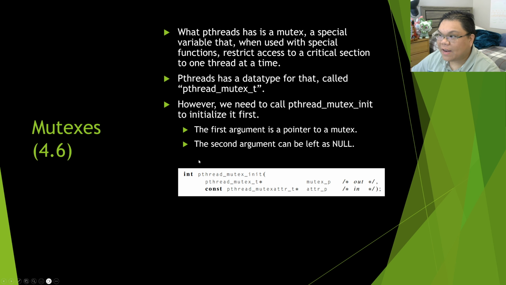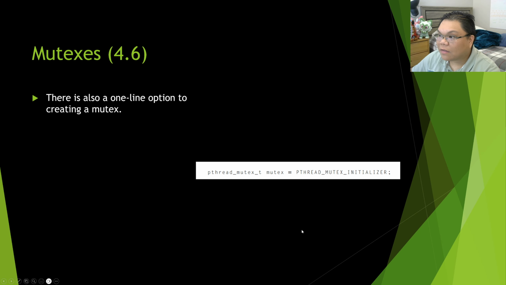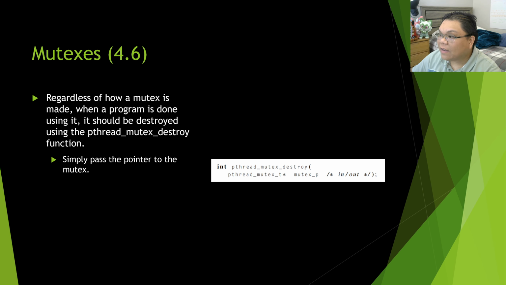So we need a way of creating one of these things. And we have a function called pthread_mutex_init. This is a function that needs to be passed in two things: a pointer to a mutex, and then the second argument can be left as null. You also have this one-line option of creating a mutex, but however we create a mutex, we need to destroy it when we're done. So this is the destroy function, pthread_mutex_destroy. We just give it the pointer to the mutex.